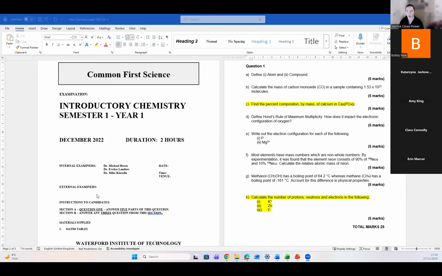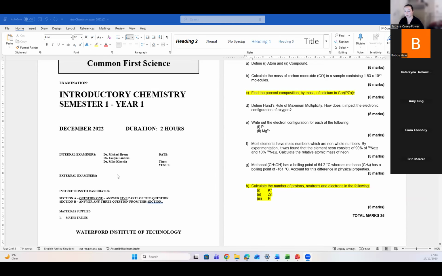Okay, guys, can you see my screen there? You should see an introductory chemistry paper. Yeah.